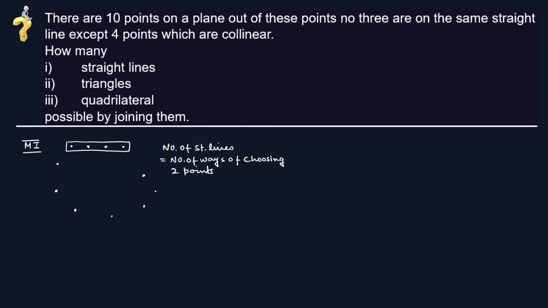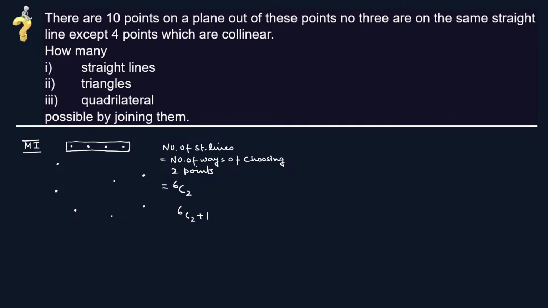Now, there are 6 points and you are choosing 2 points out of it. So how many straight lines can be formed? It is 6C2. Is it clear? So 6C2 straight lines can be formed by these 6 non-collinear points. Now listen very carefully. Through these 4 points which we have rejected previously, which are collinear, one straight line can be drawn. So the total number of straight lines will be 6C2 plus 1. But wait, yet the game is not over.